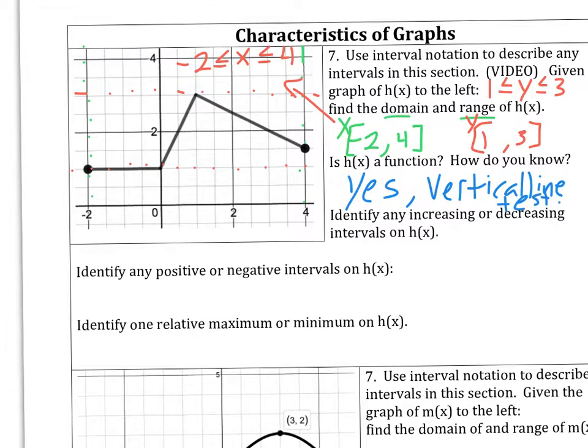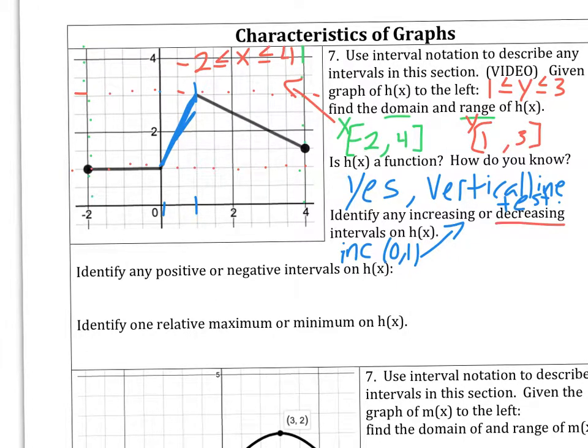In order to identify increasing intervals, we have to remember that increasing means something that looks like it has a positive slope. In other words, going from left to right, we're going up. We've got to basically identify the places on this graph that are doing that. And to me, that looks like this interval here. So for increasing, we're looking at an interval from 0 to 1. We always use x values for increasing and decreasing intervals, just to describe the x's where these are happening.